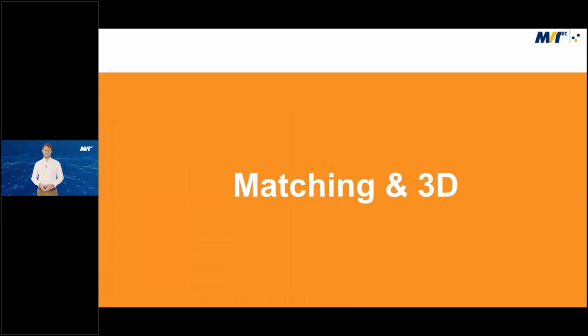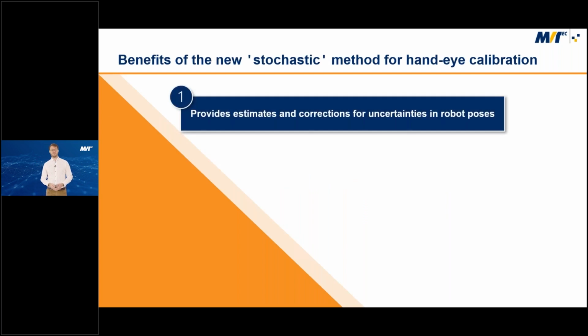Now let's have a look at matching and 3D. We have a new method called stochastic for hand-eye calibration. This provides estimates and corrections for the uncertainties in robot poses. Usually when you do hand-eye calibration, you take the robot pose, so the pose from the base of the robot to the gripper of the robot, as a given. You get this from the robot operating system and you take this as gospel. This is a given, that's fine.